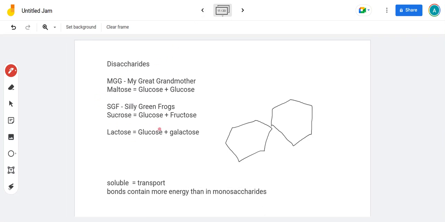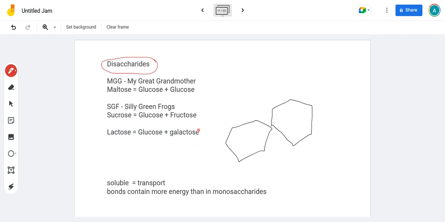Let's just do a reminder from the last spec point, which I just went through, the names of the disaccharides again. There I just said that that one's maltose. Here you can see my little way of remembering the names of the disaccharides. I remember my great-grandmother, M for maltose, is made of G and G, two glucose molecules. Then I remember silly green frogs, so the S for sucrose is made of glucose and fructose. And then the last disaccharide, lactose, is made of glucose and galactose. I don't have a way of remembering that, it's just because lactose is in the name galactose anyway.